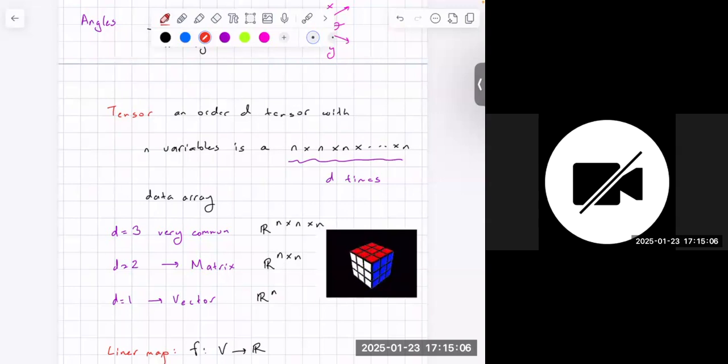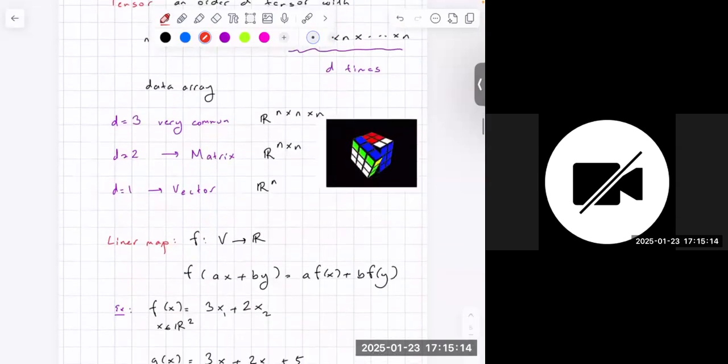Now, the next thing we will do is start changing vectors from what they are to something else. We will act on them with something, we will do some process on them. The most simple thing you could do on vectors is something called a linear map.